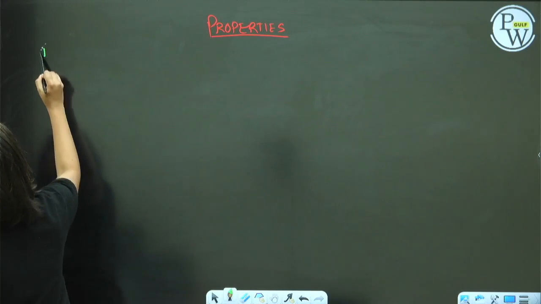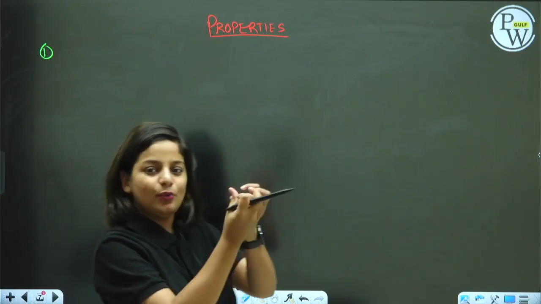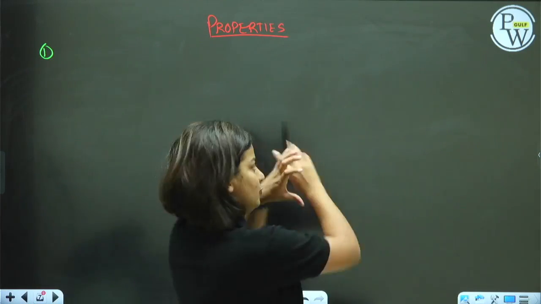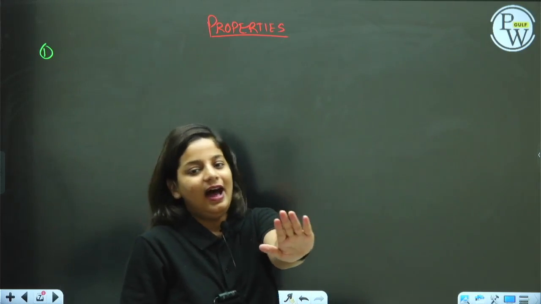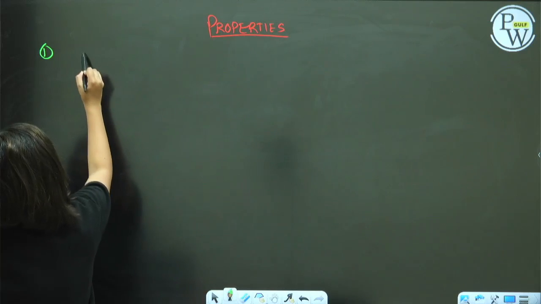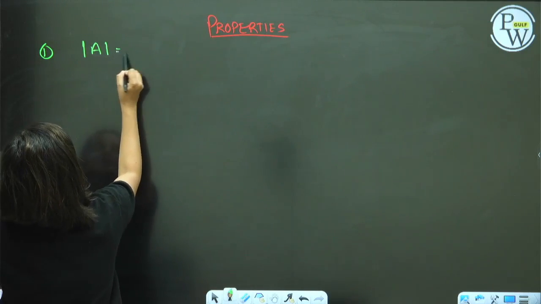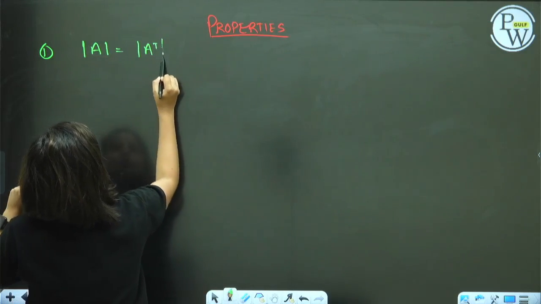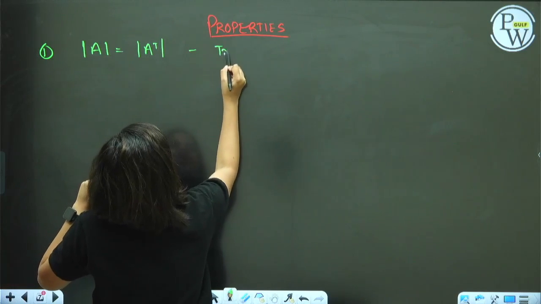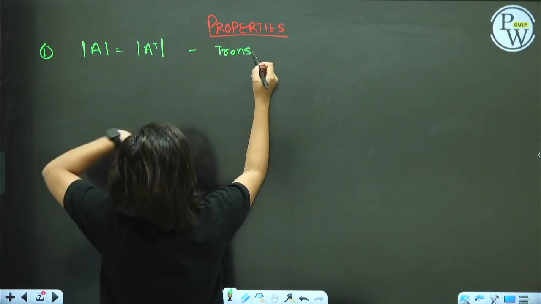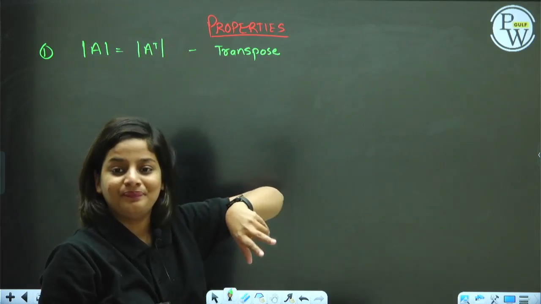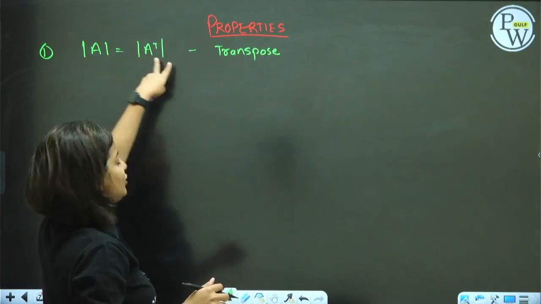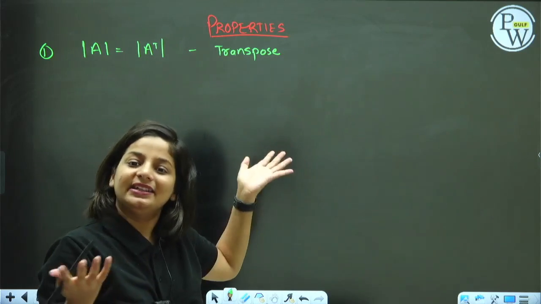The very first property, I'll be giving keywords and writing all the properties in short, not writing those big statements. You can open your textbook and refer to them. The very first property says determinant of A is the same as determinant of A transpose. What is transpose? Interchanging the rows and columns. When you interchange the rows and columns, you will get the same determinant.